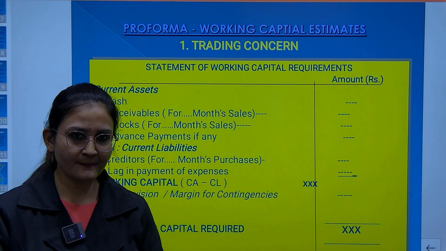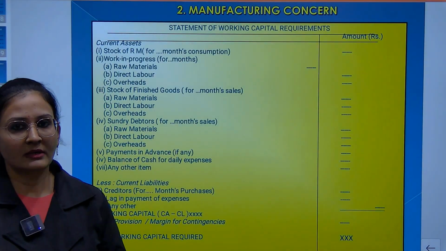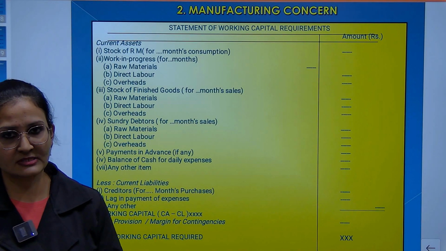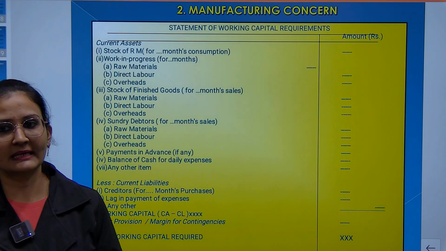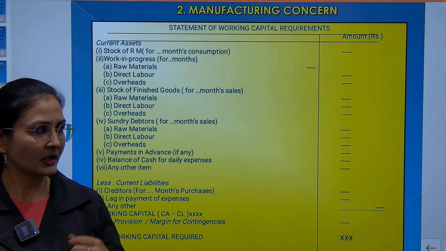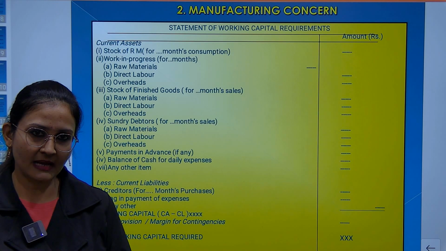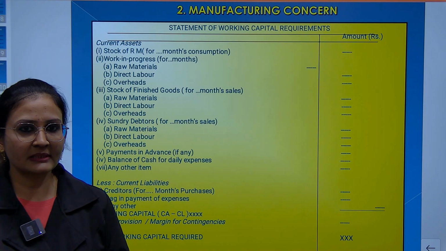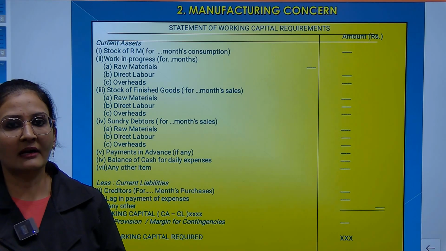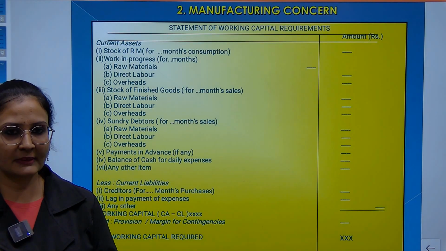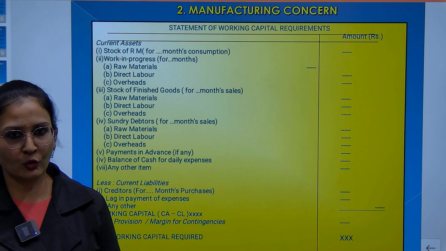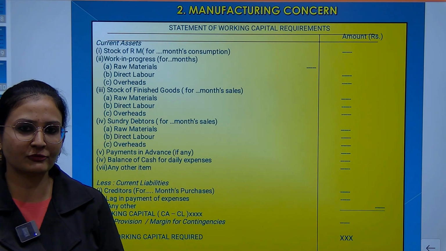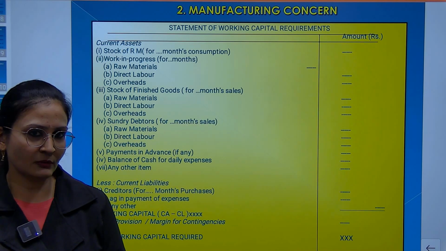Next, now this format is for a manufacturing concern. Okay, as you can see, statement of working capital requirement. Again you have to put the heading, that is current assets. Under current assets you have to classify stock of raw material, work in progress. Under work in progress you have to write raw material, direct labor, overheads. Then the third one is finished goods.